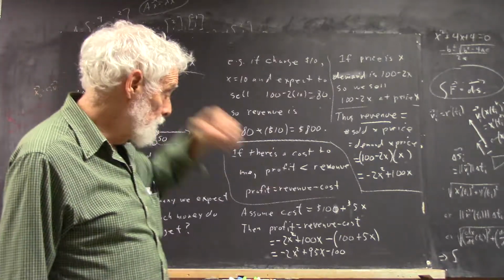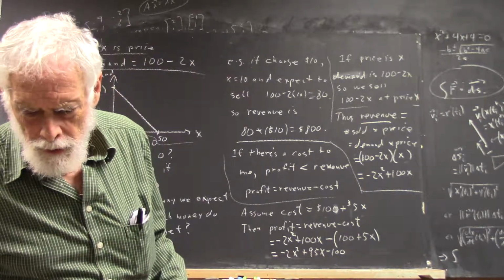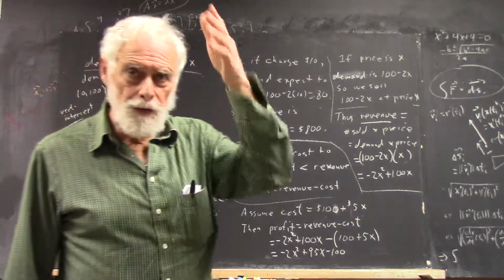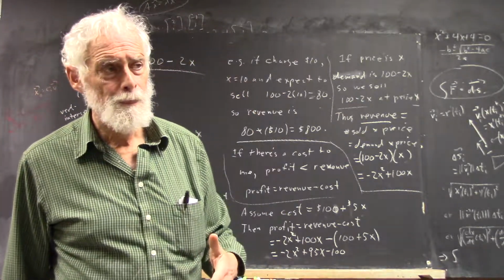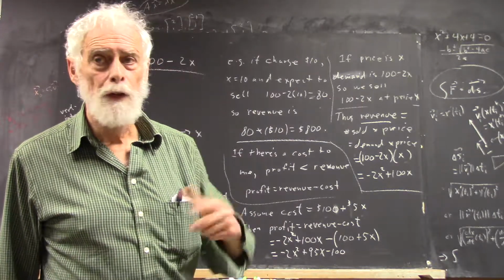So the axis of symmetry for this function will be around x equals 25. Now, once you've got the axis of symmetry, what do you do? Find the vertex. You find the vertex.